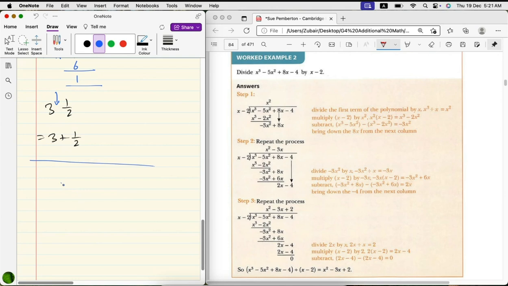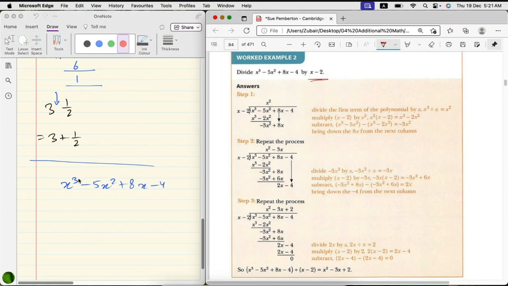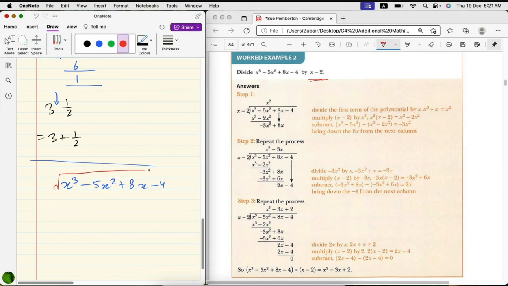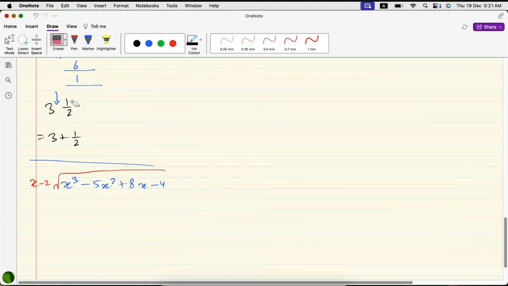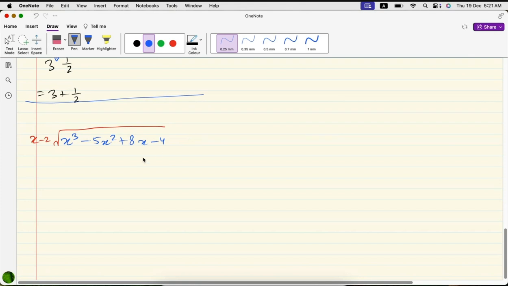So let's say the polynomial given is x cube minus 5x square plus 8x minus 4, and it is divided by x minus 2. In a similar way, I need a number which I should write in the quotient. So to get x cube, I'm multiplying with x square. I'm just looking at the first term. We never look at the second one in this case, which is minus 2.